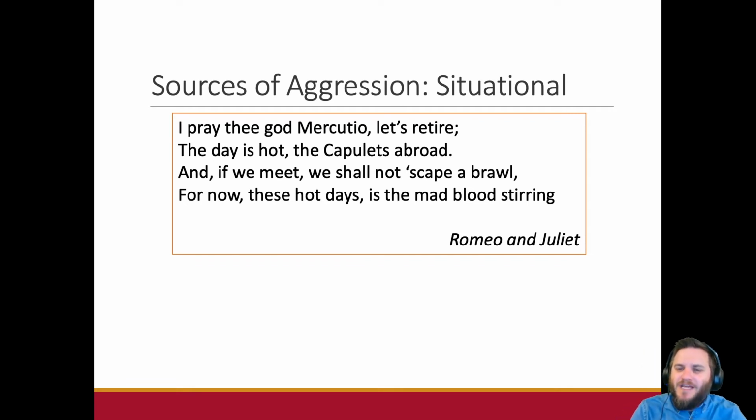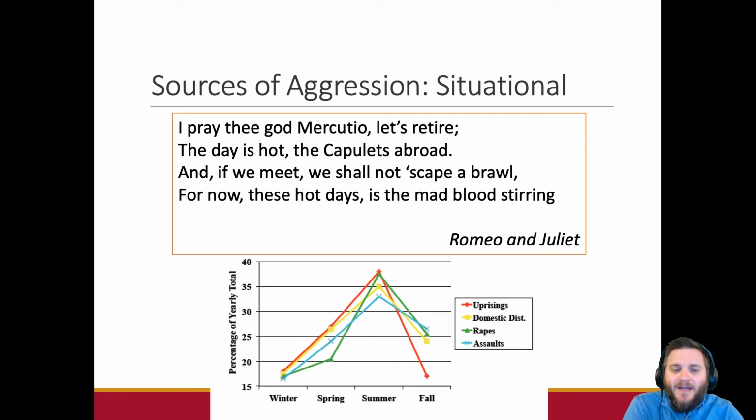So even Shakespeare knew that aggressive acts increase during the summer months and then just fall away in the winter months. So you have more uprisings, more domestic disturbances, more rapes, more assaults. These are, of course, correlations. But heat really does make people really agitated. Let me give you one of the reasons I think why. This is a personal opinion, but it seems right to me.